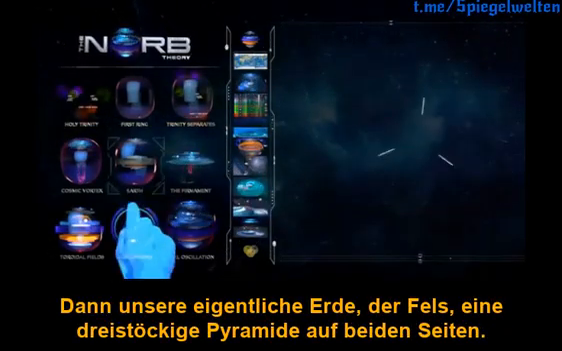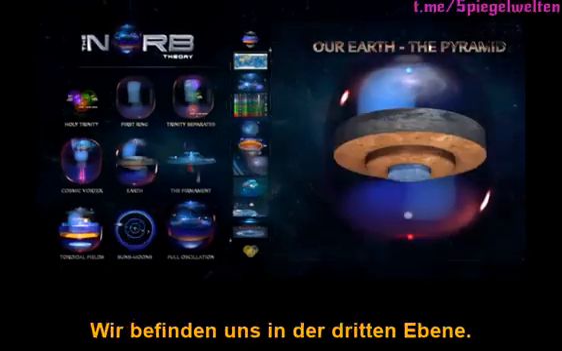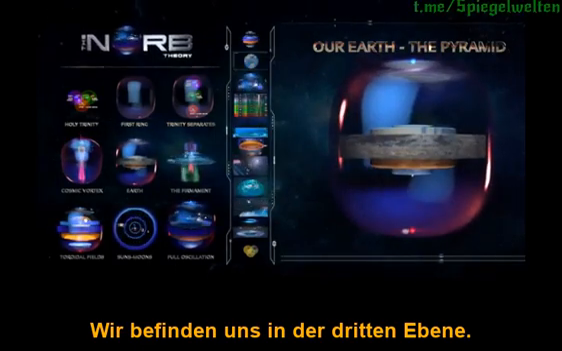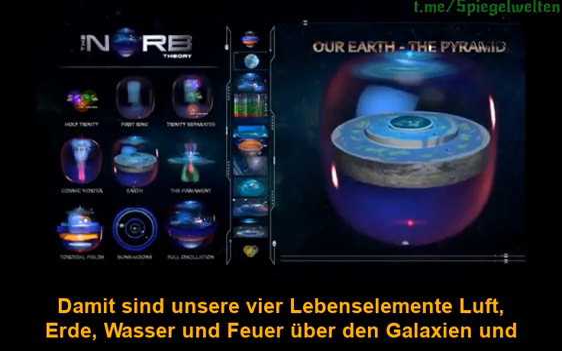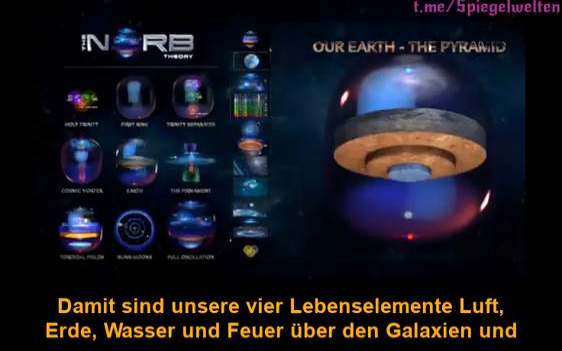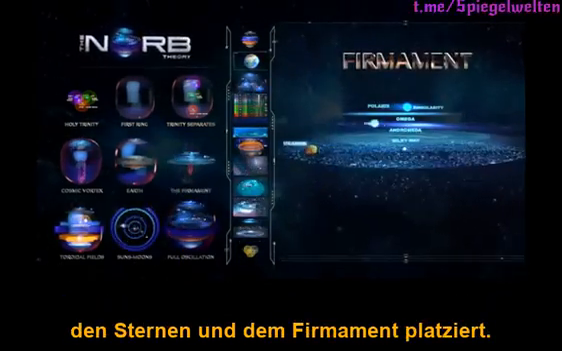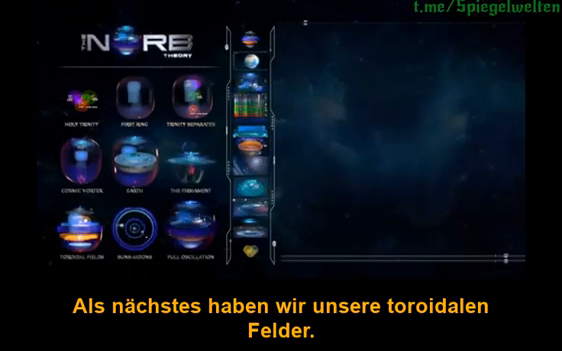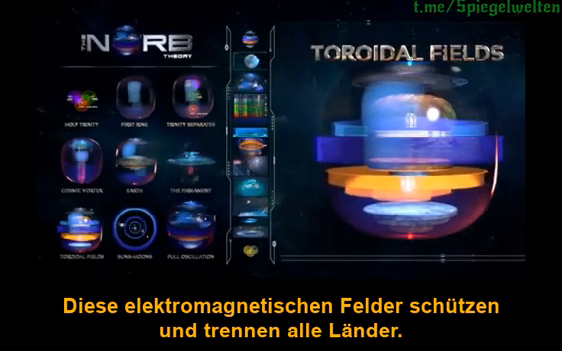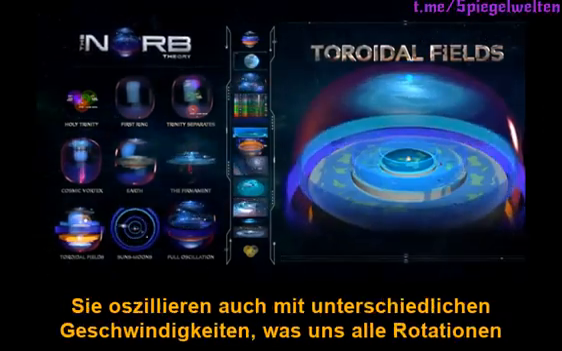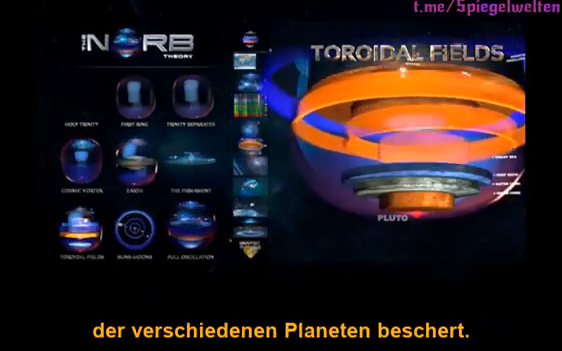Then, a 3-level pyramid on both sides. We are on the 3rd plane. This gives us our 4 elements of life: air, earth, water, and fire. Up above, the galaxies and the stars and the firmament are put in place. Next, we have our toroidal fields. These electromagnetic fields protect and separate all the lands. They also oscillate at different speeds, giving us all our rotations of the different planets.